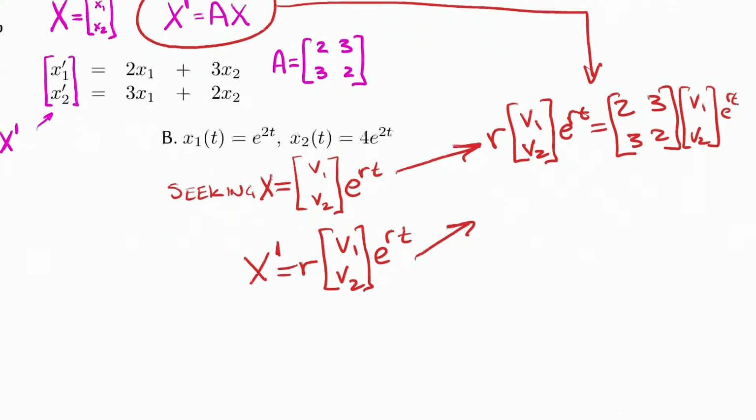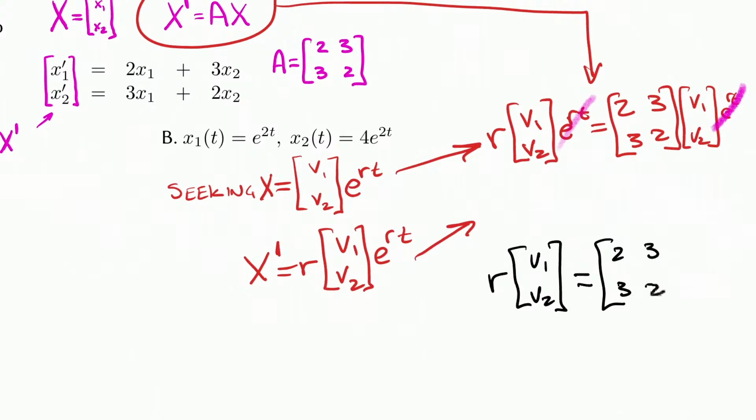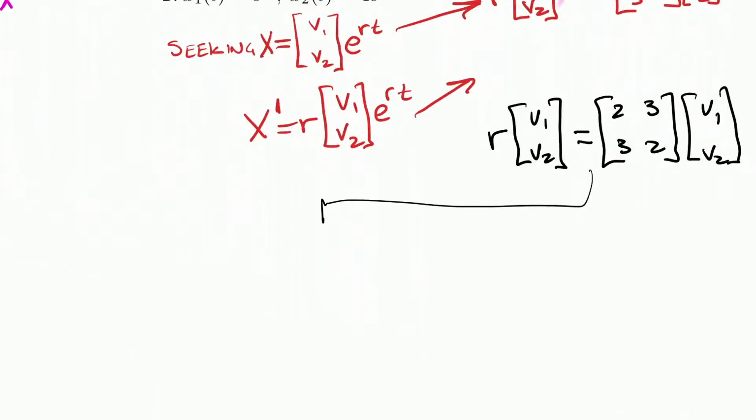Okay, so let's cancel the stuff that is the same on both sides. This thing is the same as that. So what's left is r times the vector is equal to the matrix times the vector. Okay, we're almost there. I guess I'm showing, see, I'm a mathematician. I want to explain where the equation comes from. So it's hard for me just to say, here's the formula. Okay, so we're almost there.